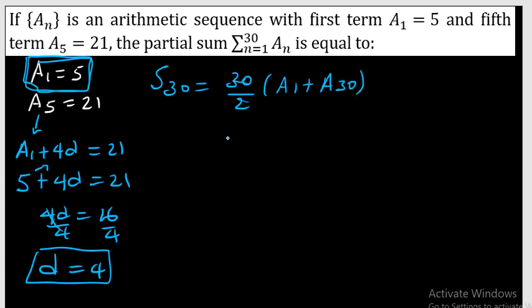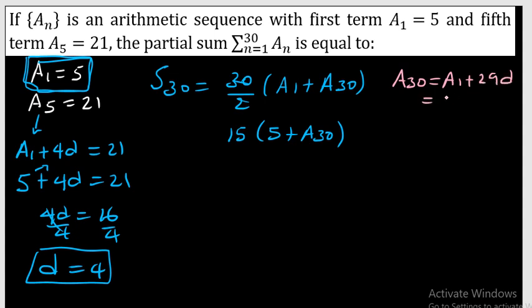This is the same as 15 in bracket. The A1 is 5 plus A30. What is A30? Again, we can get it easily. A30 is equal to A1 plus 29D, which is 5 plus 29 times, what's the common difference? That's 4. We got it. 5 plus 36, we have 3, 11, so 121.